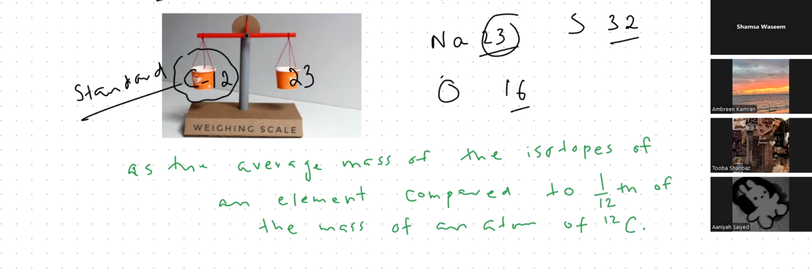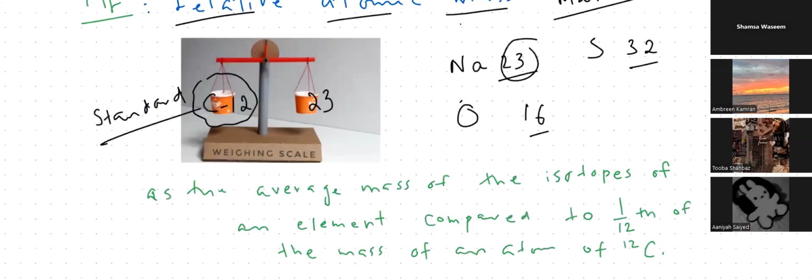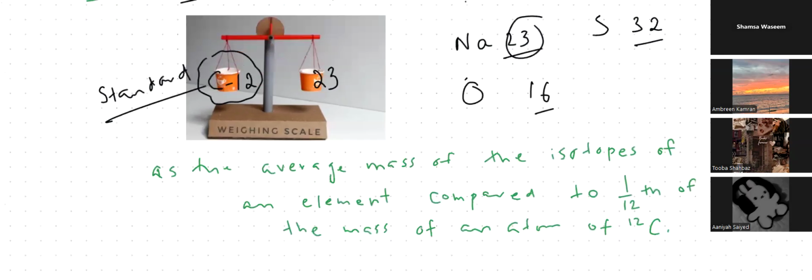All right. Ambreen and Tuba, Beti, did you get it? What's relative atomic mass? It's an average mass of the isotopes of an element that we did in calculating the relative abundance, right? And then it's going to be compared to 1/12 of the mass of an atom of carbon 12. Okay? Right? I think we haven't done atomic structure together. Have we done that? We did second chapter, no?